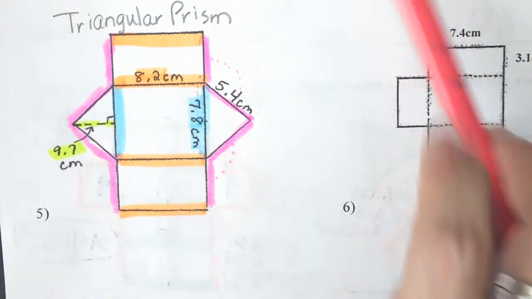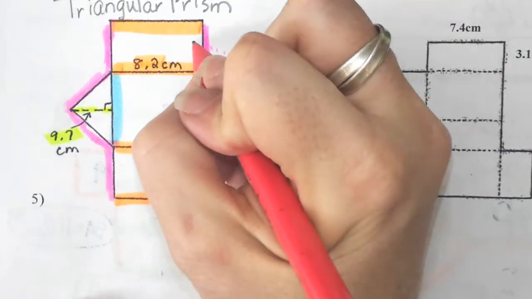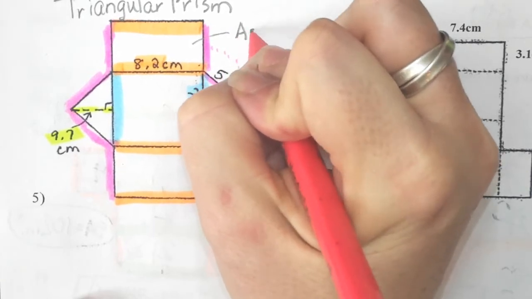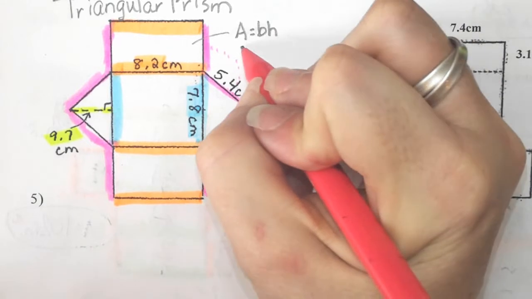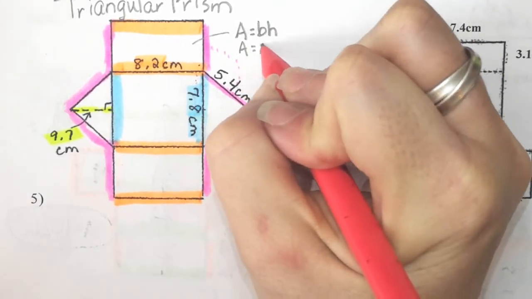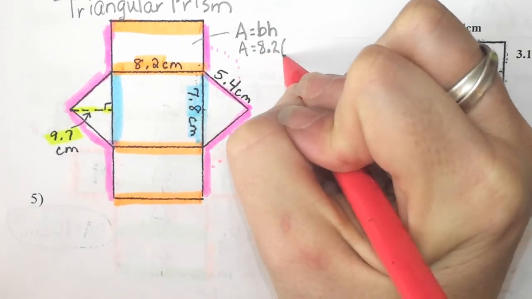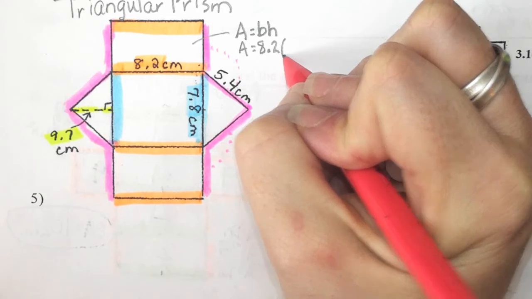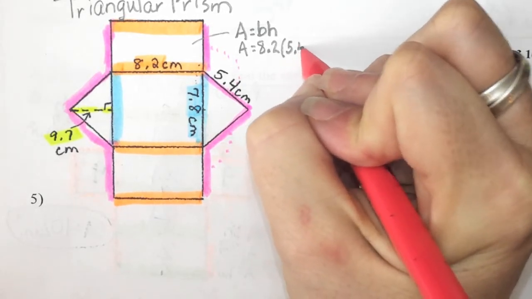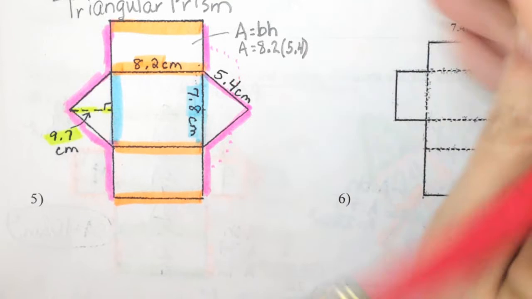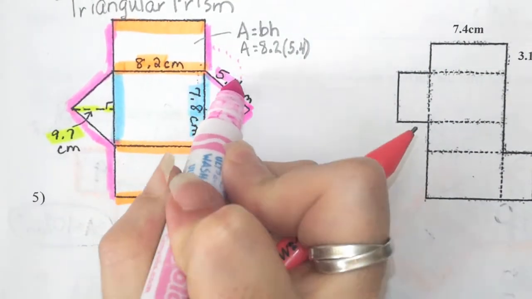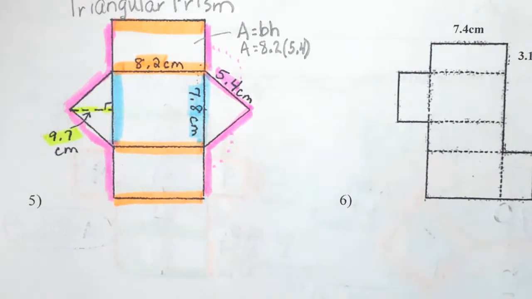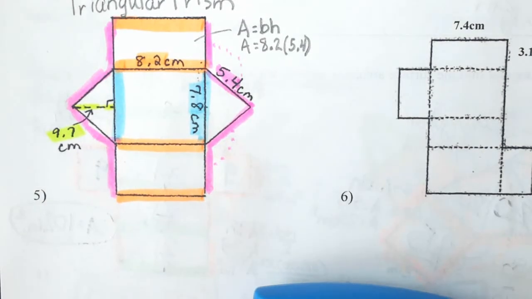Okay, so one shape at a time. This top box is a rectangle with the formula of A equals BH. It is an 8.2 times 5.4. Pink is 5.4. Okay. Please don't drop decimals. Make sure you type them in.